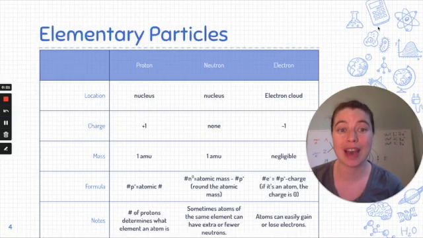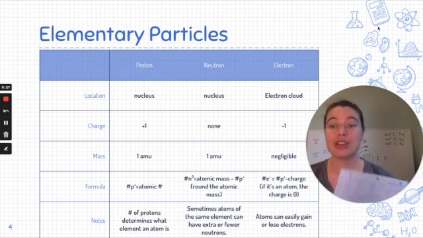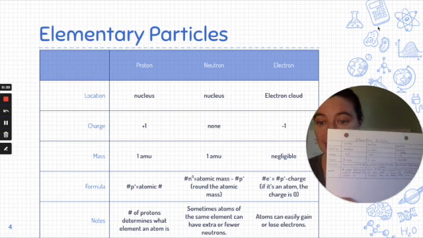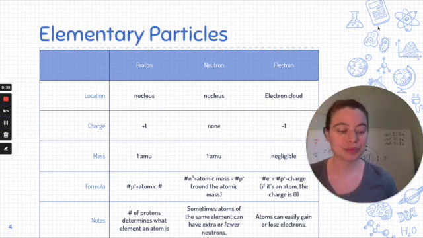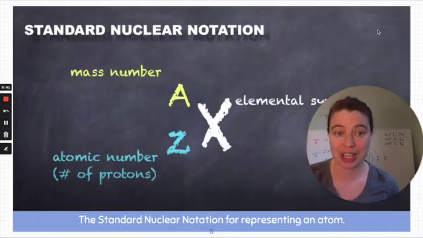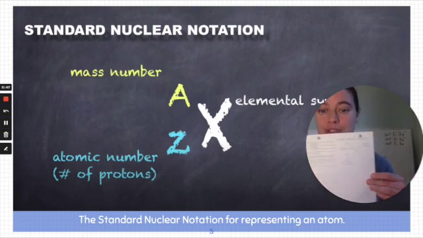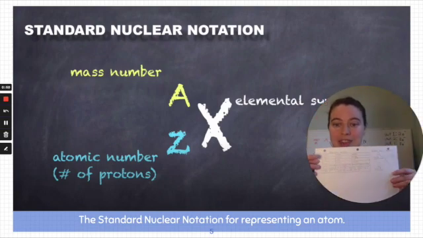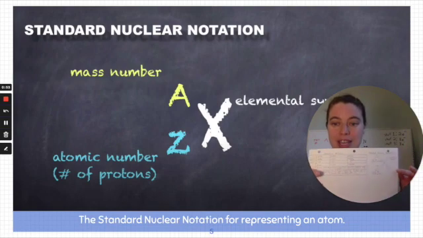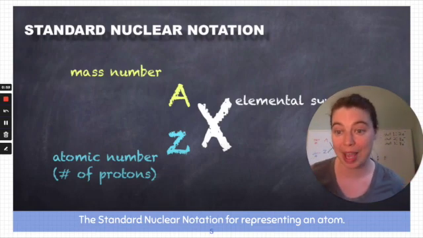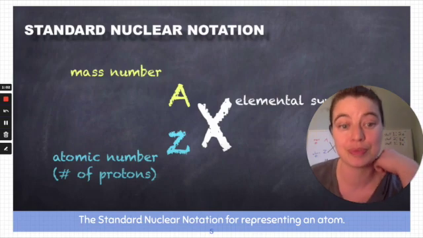Please make sure, if you have not done so already, that you have this table copied onto the back of your periodic table. You want this periodic table to sort of serve as a one-stop shop for all of your most important chemistry notes. So this is something that I want you to always have access to. Please copy it down onto the back of your table. The other thing I want you to make sure that you have written down on your table is this standard nuclear notation. So here's the back of my table, and you can see I've got my elementary particles table and my standard nuclear notation notes. So that should be available to you right on the back of your table so you always have it accessible without ever having to go on a search.